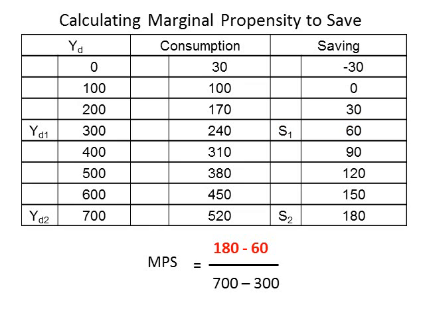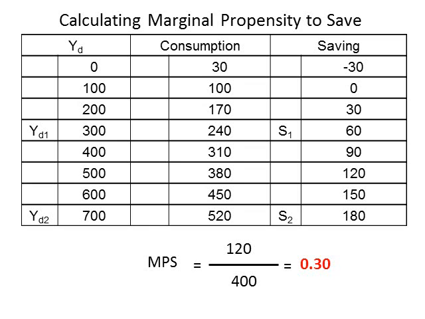Our next step is to subtract 60 from 180, which gives us 120. Our next step is to subtract 300 from 700, giving us $400. The next step is to divide 120 by 400, and this will give us 0.30.